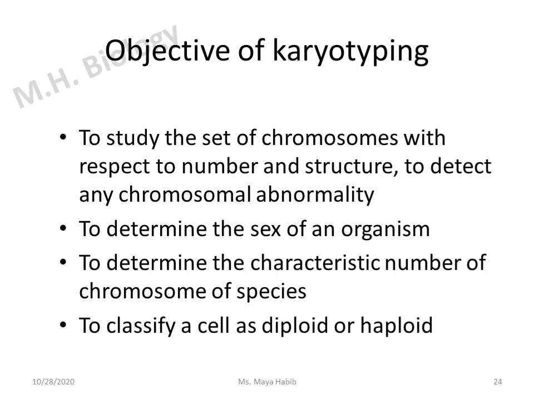Okay then, we have prepared a karyotype, but what is the aim of karyotyping? The karyotype allows us to study the set of chromosomes with respect to number and structure, to detect any chromosomal abnormality. Determine the sex of an organism, if male having XY or female having XX.